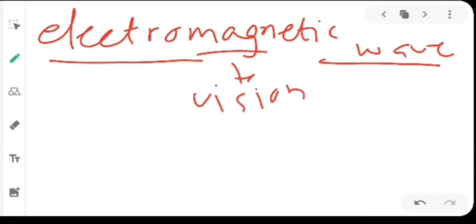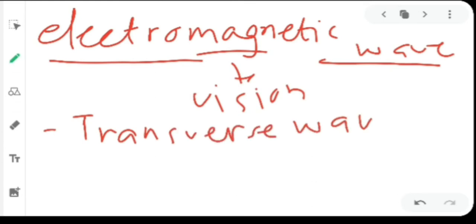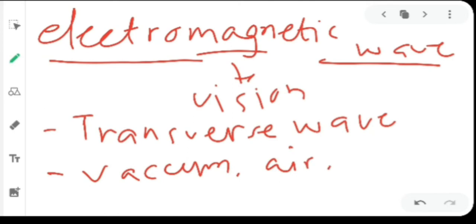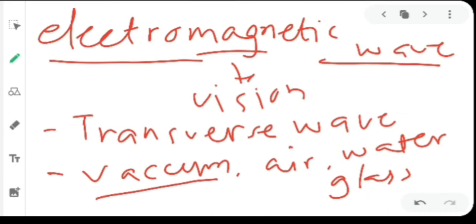Another important thing: this light wave is a transverse wave. Remember always. And it does not need a material medium to travel. Light can travel in vacuum, air, water, glass. So it means that light can travel even without a medium. It may travel in vacuum. So we can say that it does not need a material medium to travel itself.